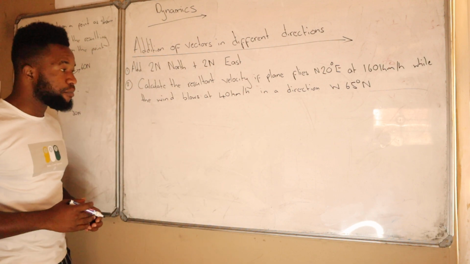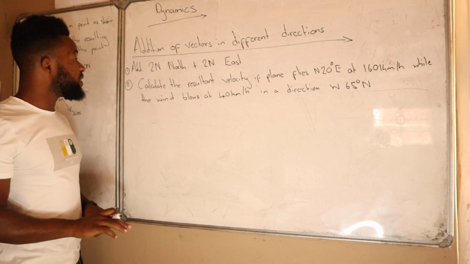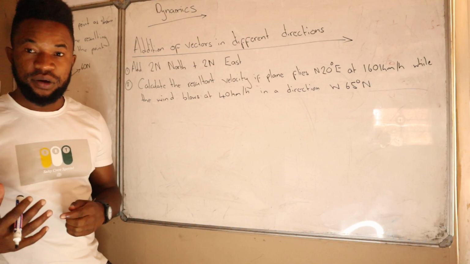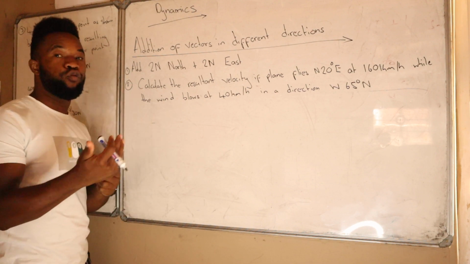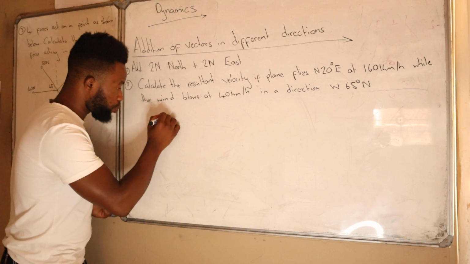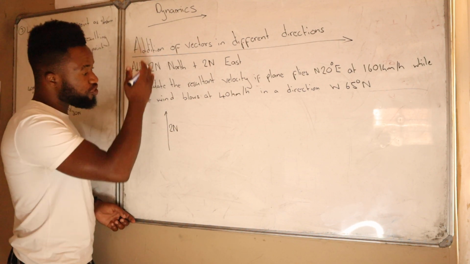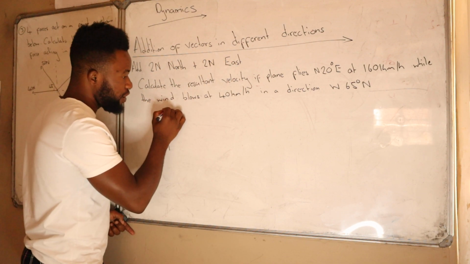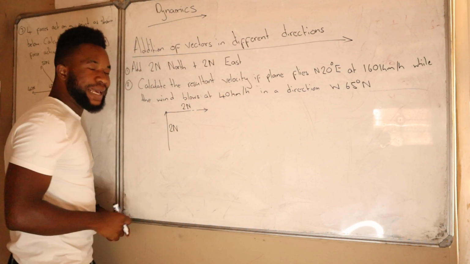Here I've put 3 examples on this board, which we are going to use. The first one is saying add 2 Newton north and 2 Newton east to get your resultant. If you can see from my number one, I'm given 2 forces which are acting in different directions. Let me firstly draw on the board. You are given a force which is going up, which is 2 Newtons going to the north, and then they're saying plus 2 Newtons going to the east.